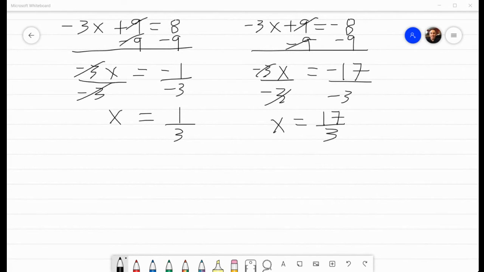So those are our two solutions. And again, if you want to write it using curly braces, we have 1 over 3, comma, 17 over 3. And that's our solution set.